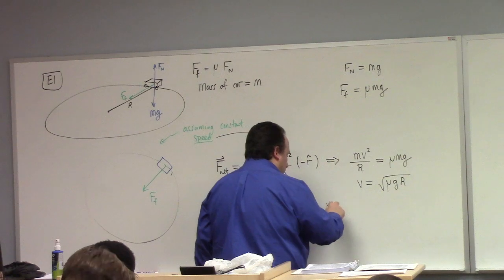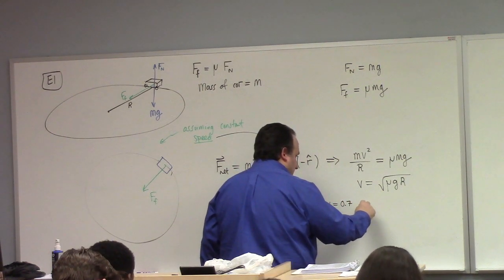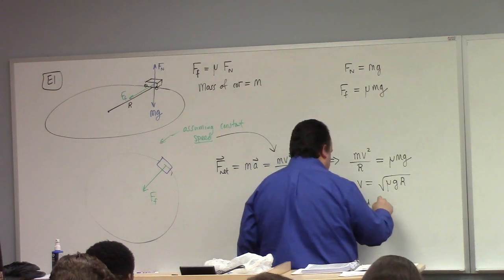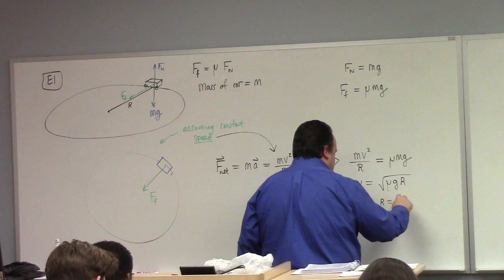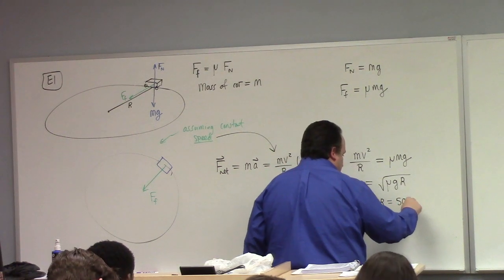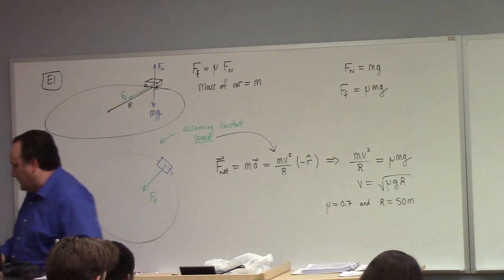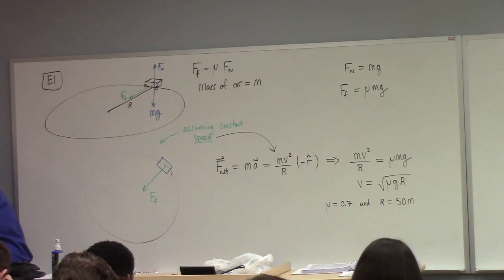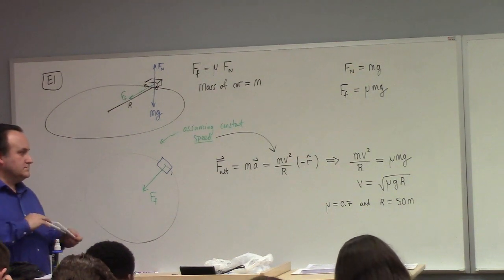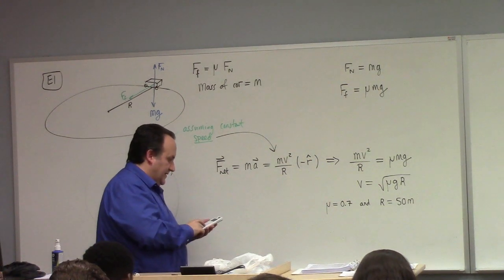All right, so let's put in some numbers just for fun. What if your mu is, say, 0.7, and of course, we know what g is, right? But let's suppose that the radius is like 50 meters, just for the sake of discussion here. What would the max speed you could go around such a turn be? 18.52. I got an 18.52. Anybody else agree?